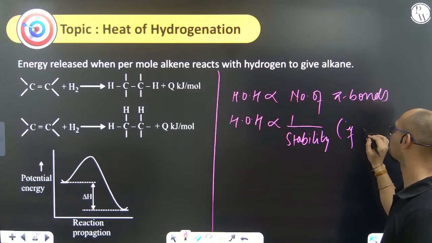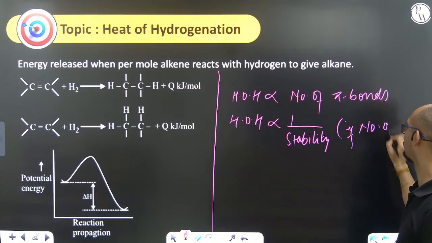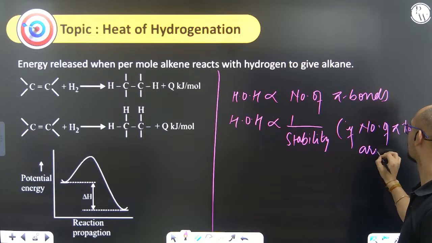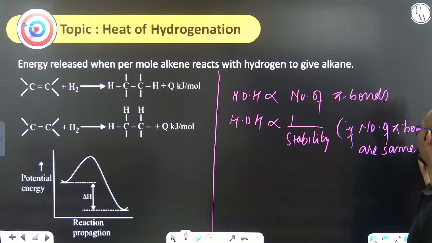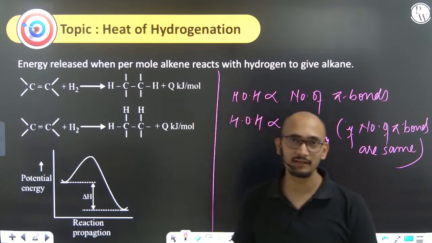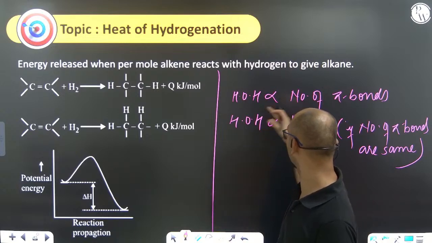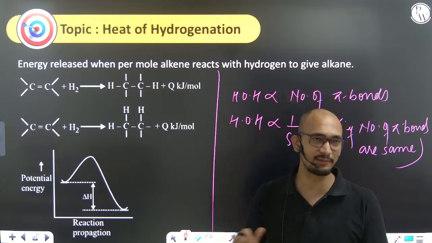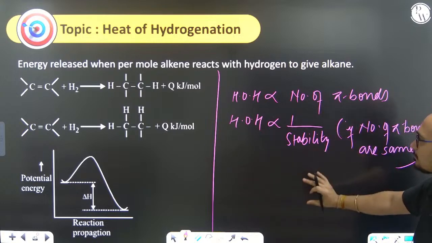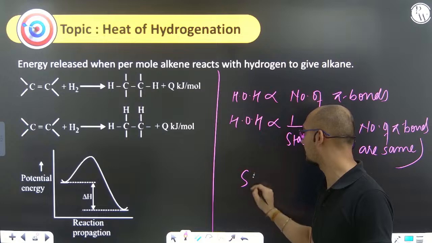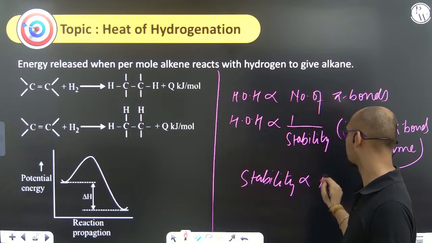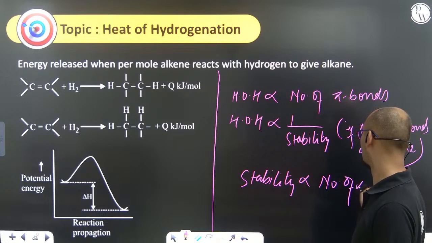If the number of pi bonds is the same, consider what you would do if the number of alpha hydrogens is also the same. Let's say the number of pi bonds are the same. In such a case, you will see the stability. And how will you see the stability? You all know that stability is directly proportional to the number of alpha hydrogen.